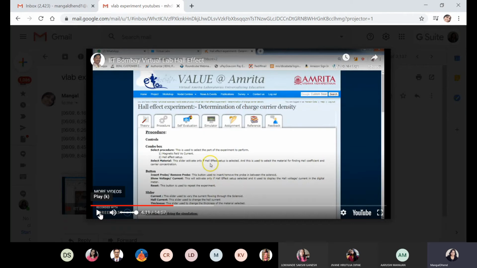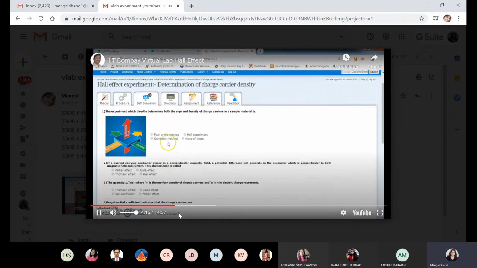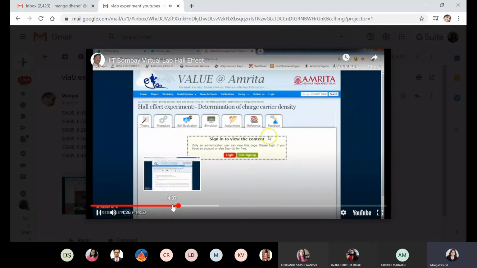Now see here it is used as a solenoid. So you can vary the current through the solenoid. If you vary the current through the solenoid, the magnetic flux density will vary. And then you will see the Hall current. Hall current means current passing through the probe. Thickness of the probe is also there. So the same setup is there. Then there is a small multiple choice quiz, just to test how much you know about Hall effect and other things. Now, the actual performing of this experiment is there in this simulator. So you click on this simulator and you'll get a page like this.